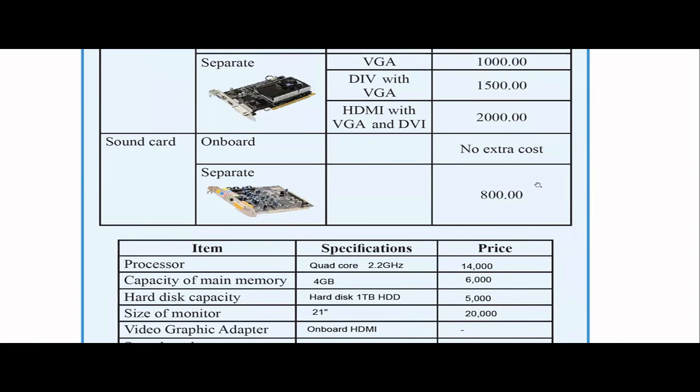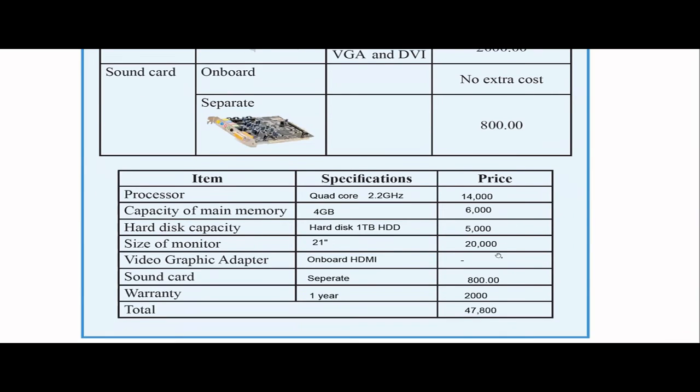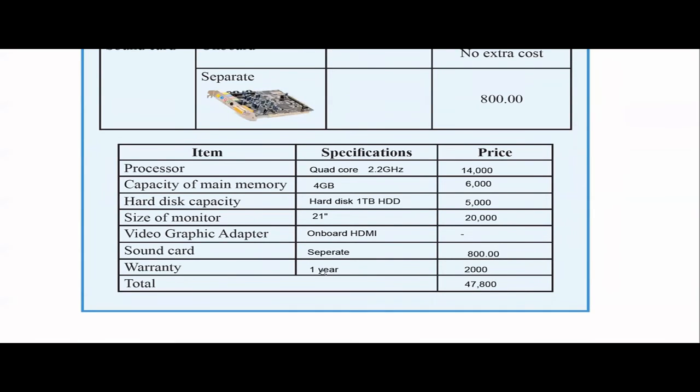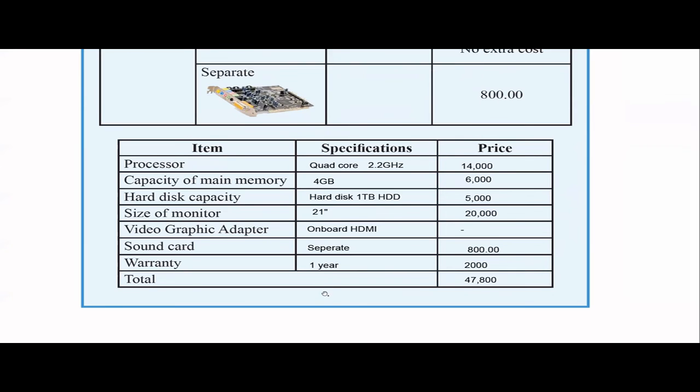Sound cards. Onboard one, no extra cost, but if you want a separate one, you have to pay 800 rupees. So you fill it, and the warranty is normally 1 year. These things will differ based on the after service care, the brand names and the computer company itself. So for warranty you can think 2,000, 3,000, or additionally 5,000 based on the number of years. So you can just add something like 2,000 and add this up and just fill this table. That's it. Okay.